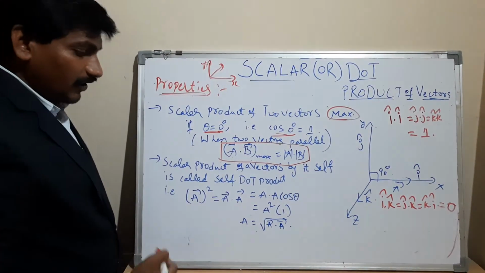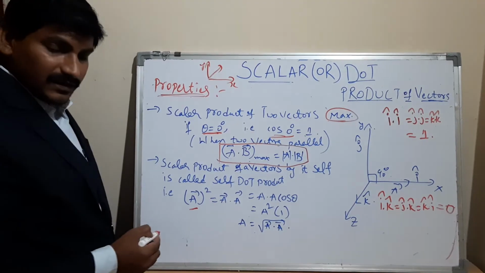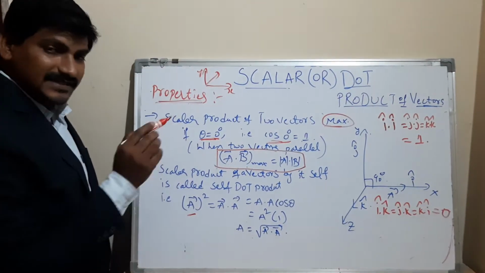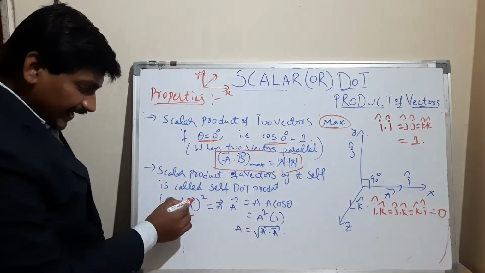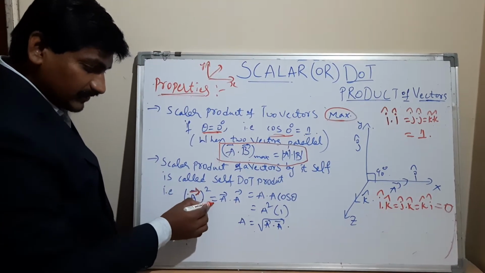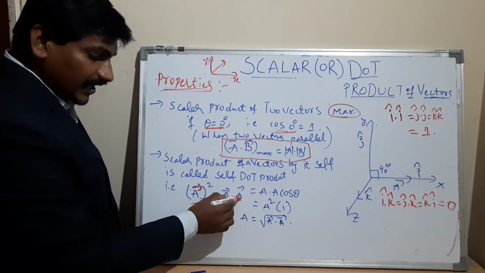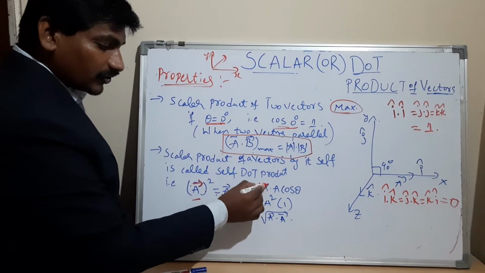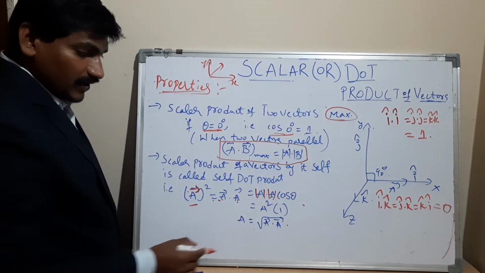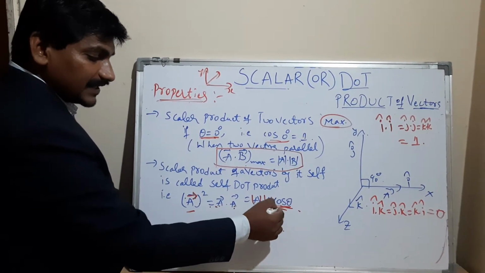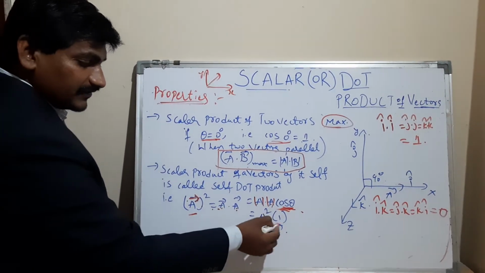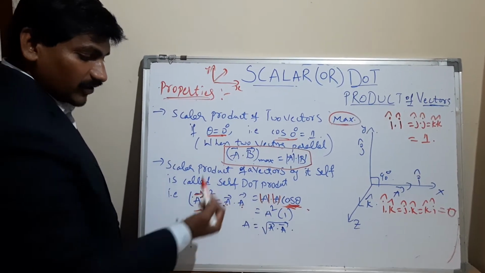Let me tell you, there is one vector A, and another vector A is acting in the same direction. Then I can write A dot A as A square, that is equal to A dot A. I can write the product of those two vectors in terms of the cosine angle. Since they are in the same direction, theta is equal to 0, so cos theta gives us 1, so it is A square.